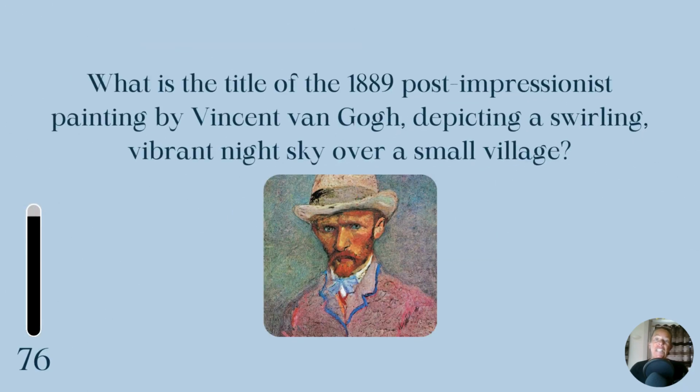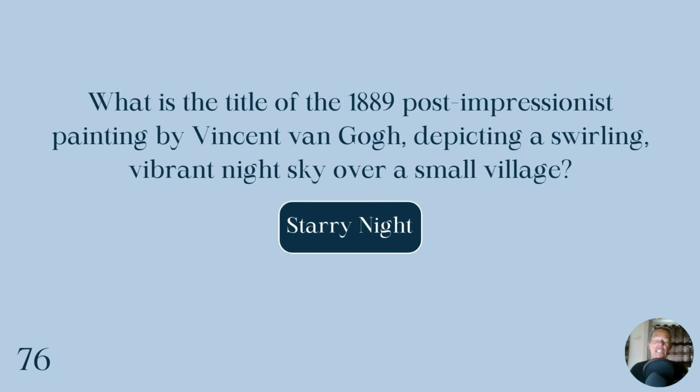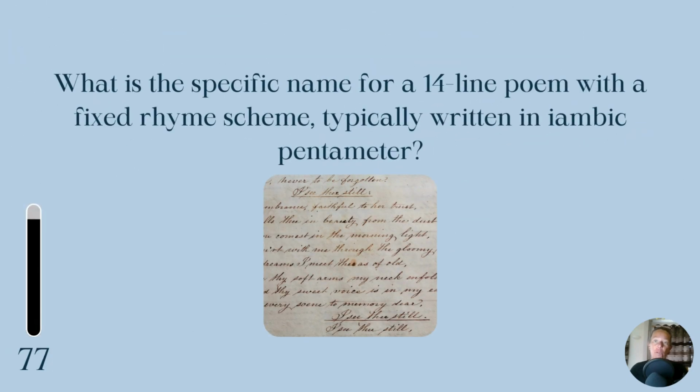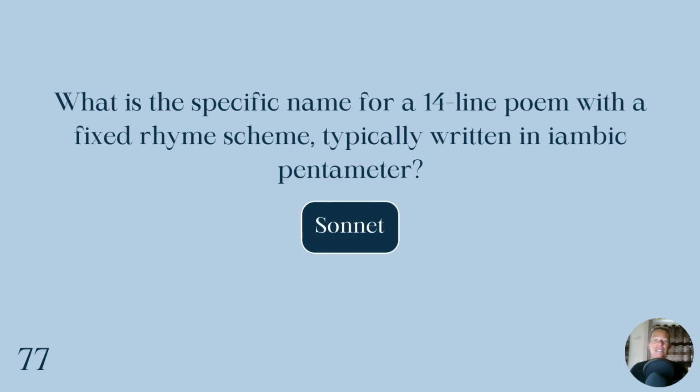What is the title of the 1889 post-impressionist painting by Vincent van Gogh depicting a swirling, vibrant night sky over a small village? Starry Night. What is the specific name for a 14-line poem with a fixed rhyme scheme, typically written in iambic pentameter? It's a sonnet.